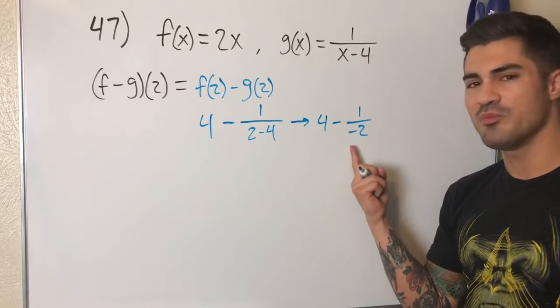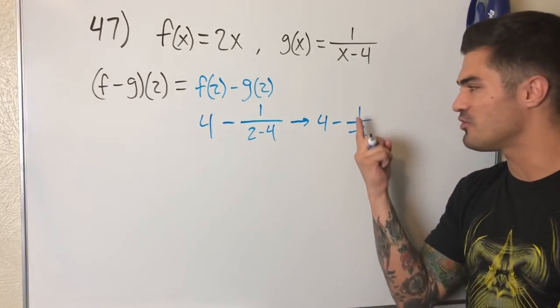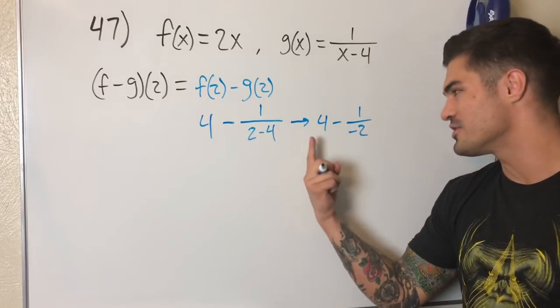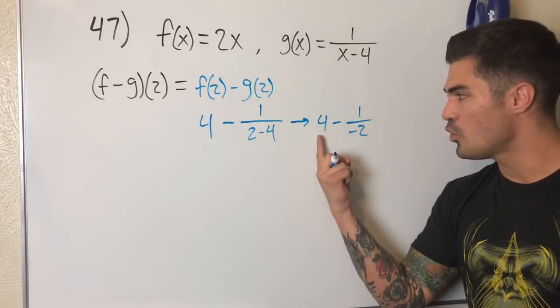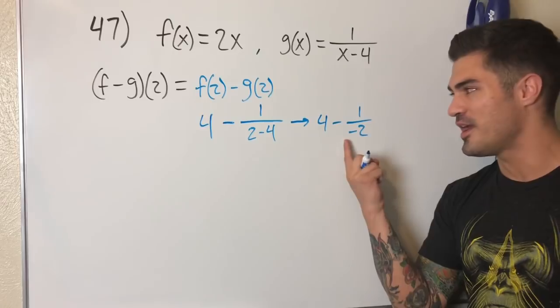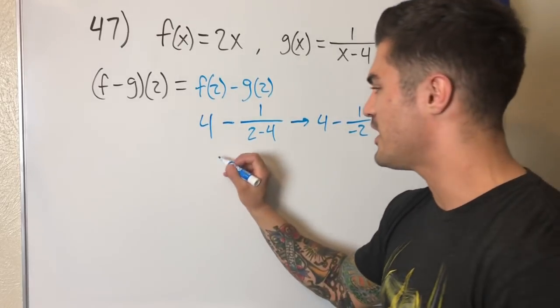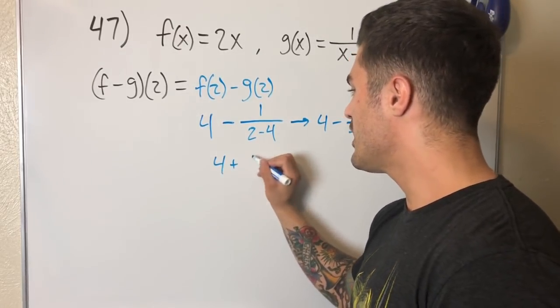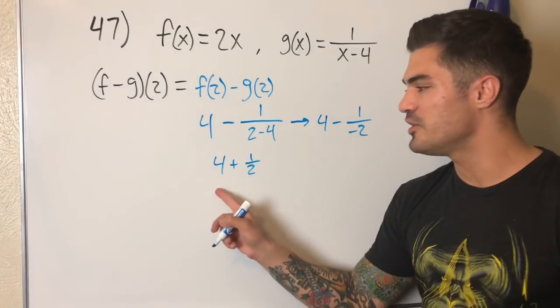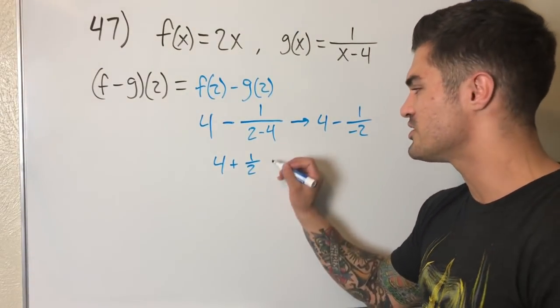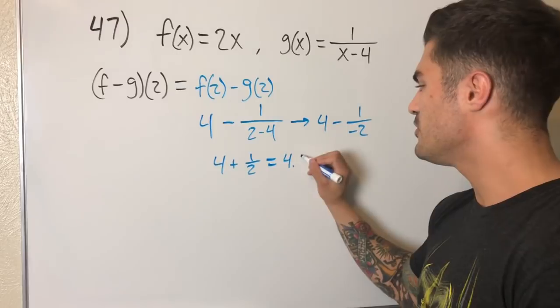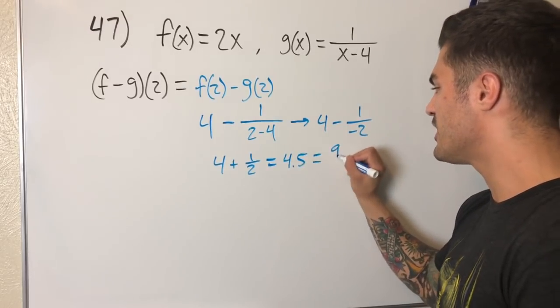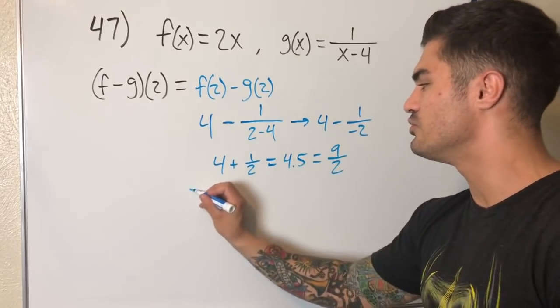Really, this negative in the bottom, I can bring it to the top either way. I can write it on the top or bottom or out front. So what this really is, is 4 minus negative 1/2. So I'm just going to make it 4 plus 1/2. I could find a common denominator here and write that as 8 over 2, or I could just say this is 4.5. But if you found a common denominator, then you would find that this is 9 over 2.